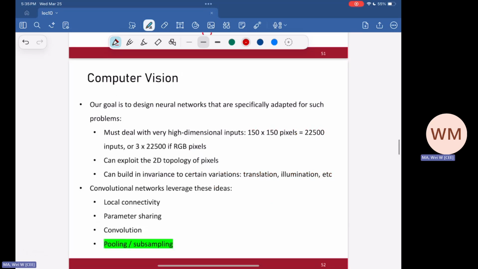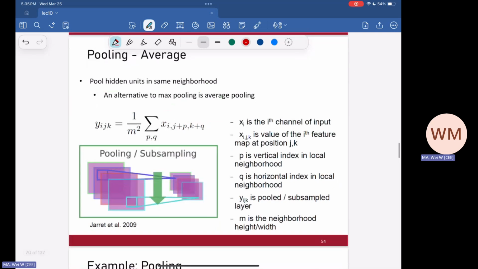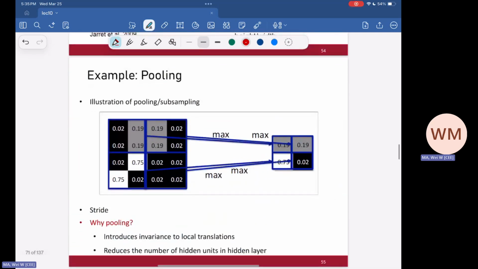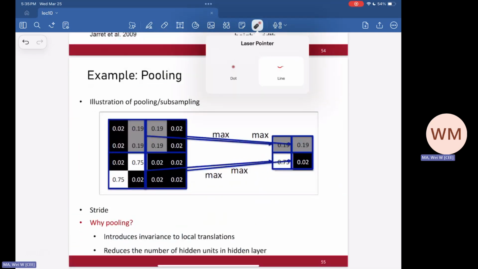Okay, so there's a last technique, we call it pooling or subsampling. This is very simple and easy to understand. I skipped the mathematics. It's basically very straightforward. Pooling has two versions: max pooling and average pooling. Max pooling basically says that I just take the largest one out of this filter. For example, for this 4, I just take 0.19. And for this 4, I just take 0.19. And for this 4, I take 0.75 and 0.02. That's it. Subsampling can largely reduce your image size.